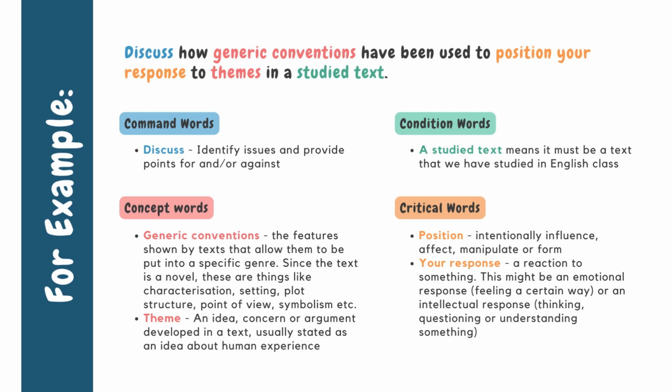Concept words. Generic conventions, the features shown by texts that allow them to be put into a specific genre. Since the text is a novel, these are things like characterization, setting, plot structure, point of view, symbolism, etc. Theme, an idea, concern or argument developed in a text, usually stated as an idea about human experience. Critical words. Position, intentionally influence, affect, manipulate or form.